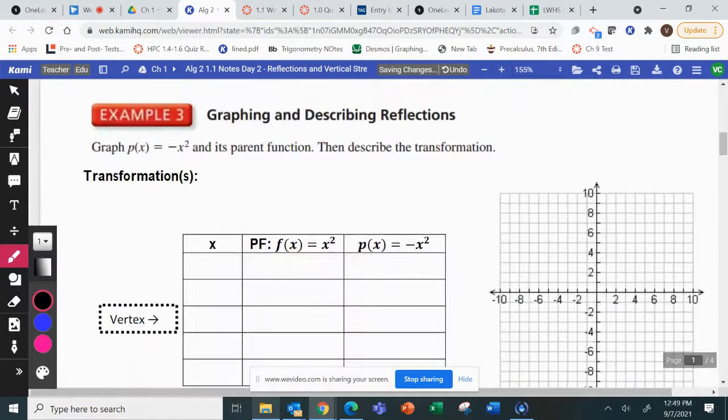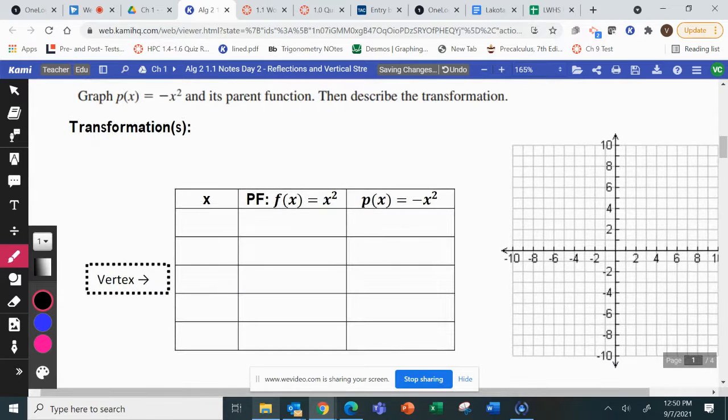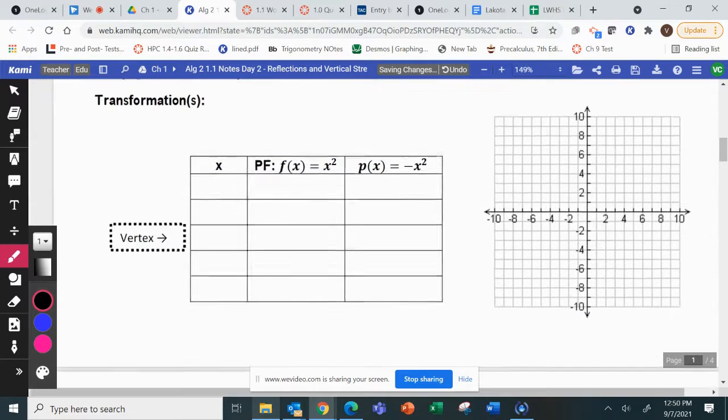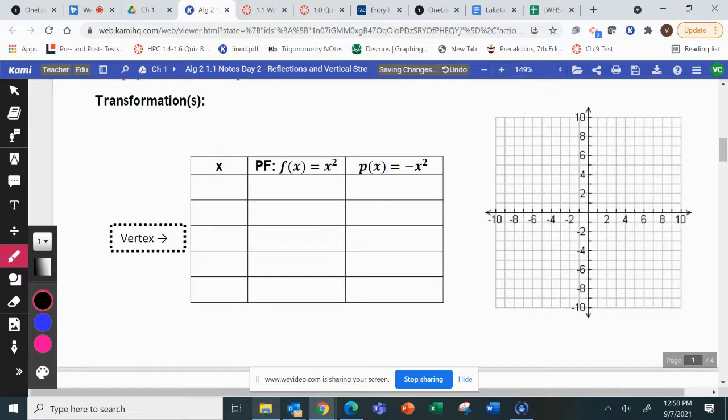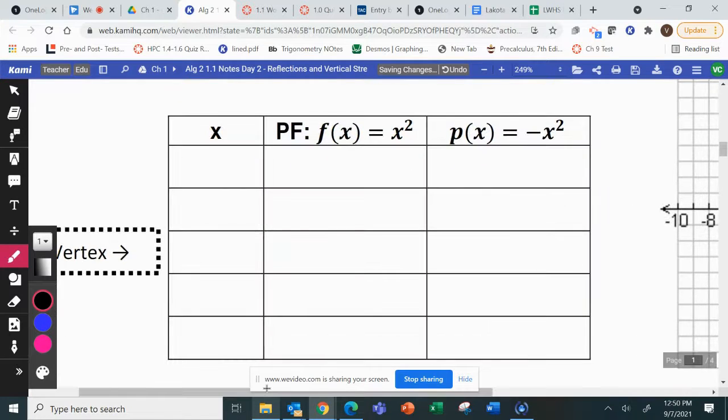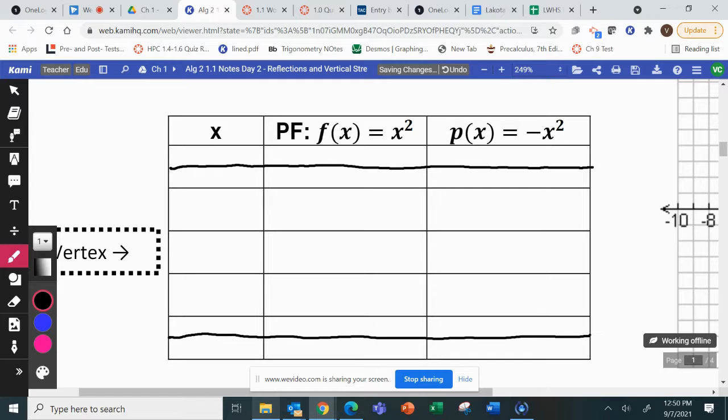All right, some of this we've done, so some of this should be review. Graph p of x equals negative x squared and its parent function, then describe the transformation. So I have made a table for you, and we are going to use the points that we always use, but I like to use 7 of them, and these notes only have 5. So I'm just going to divide this up and this up. So I'm going to do 7 of them.